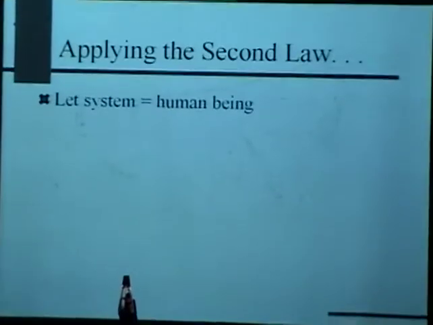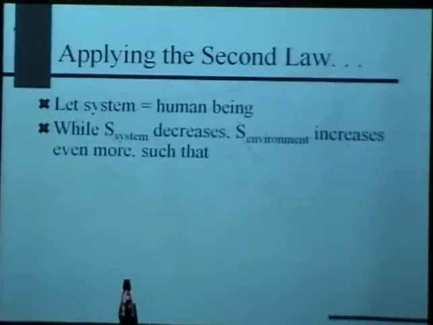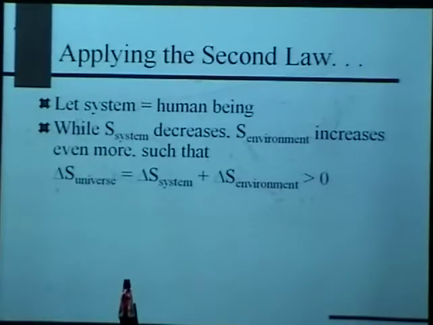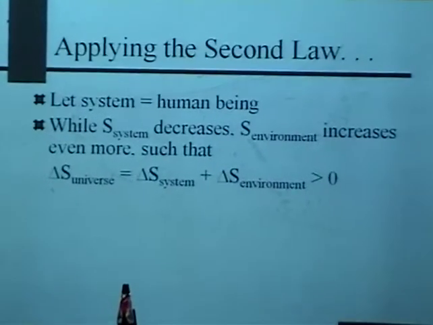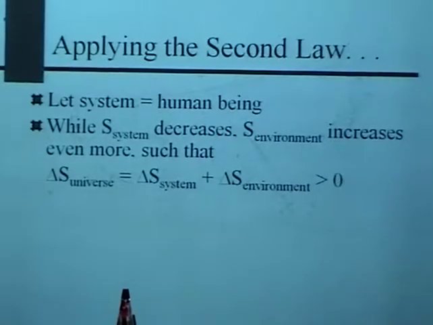So if we want to apply the second law and we say that our system is the human being, or whatever organism you're looking at, you can see that the entropy of the system may go down as the organism grows and matures, but the entropy of the environment increases even more. So when we look at the total picture, the entropy of the universe is increasing.